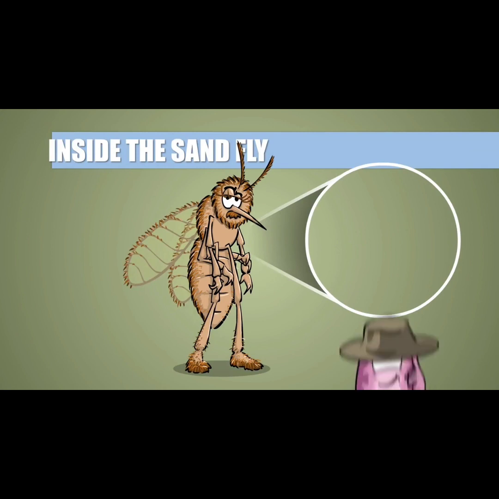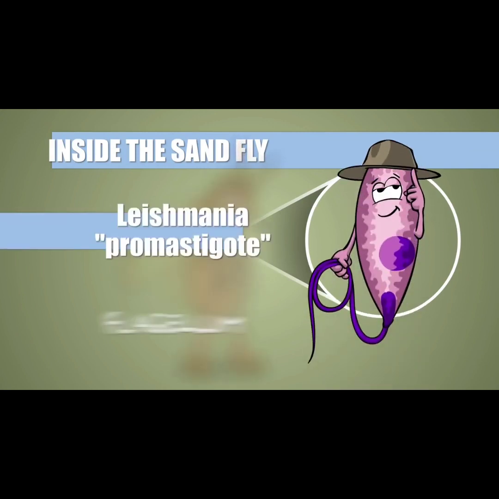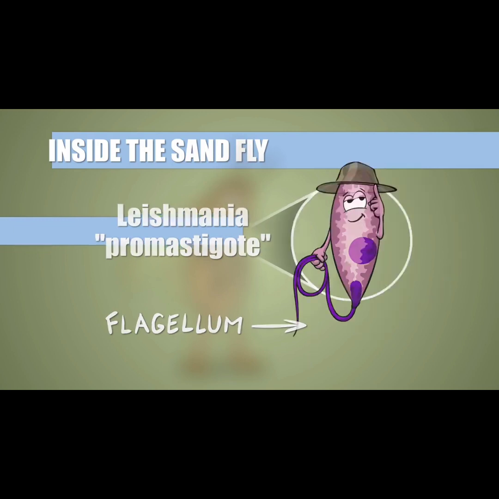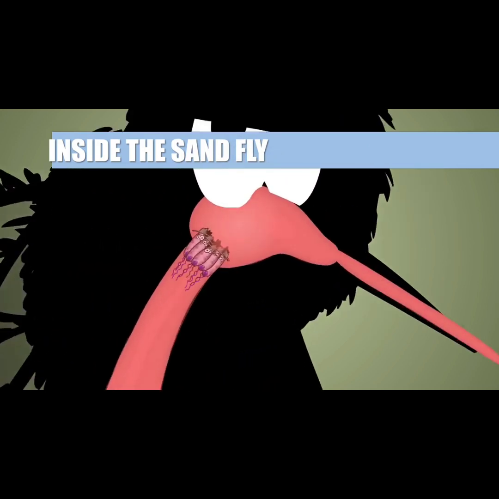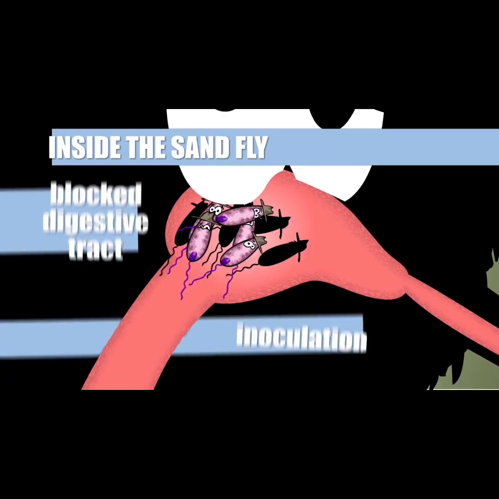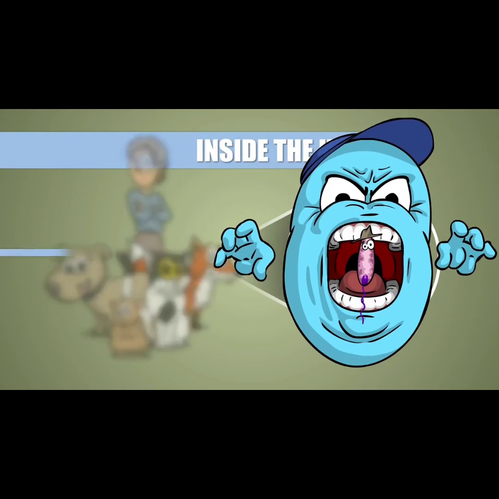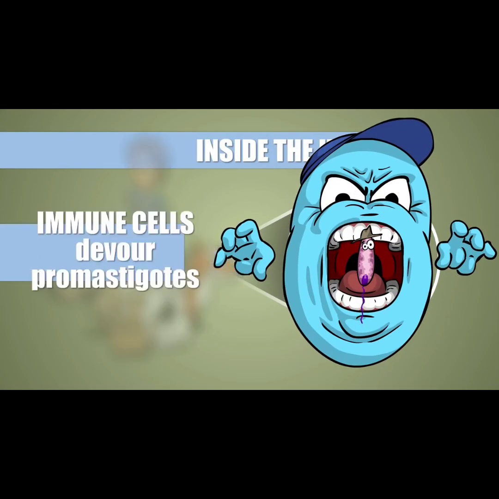Inside of a sandfly, Leishmania is present as promastigotes, wielding a flagellum and blocking the fly's sucking apparatus, together with a bunch of its friends. During the bite, the insect sort of sneezes out the parasites right into the brand new host, and inside the host, immune cells of the body attack and devour the promastigotes.